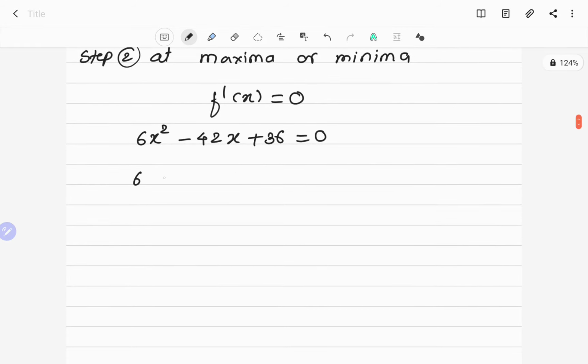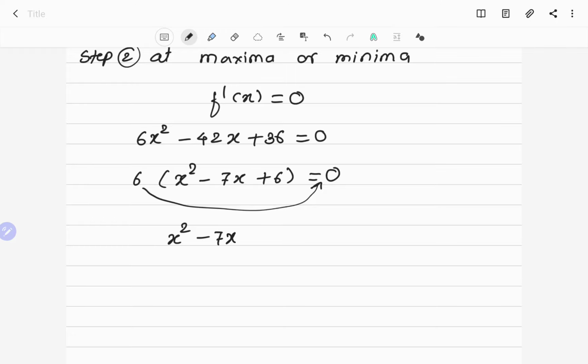Let's take 6 common from this. So it's x square minus 7x plus 6 equal to 0. The next thing is to shift this 6, so on the RHS it merges with the 0. Finally, it's a quadratic equation: x square minus 7x plus 6 equal to 0. So friends, here we have to factorize this 6 such that the addition is minus 7.